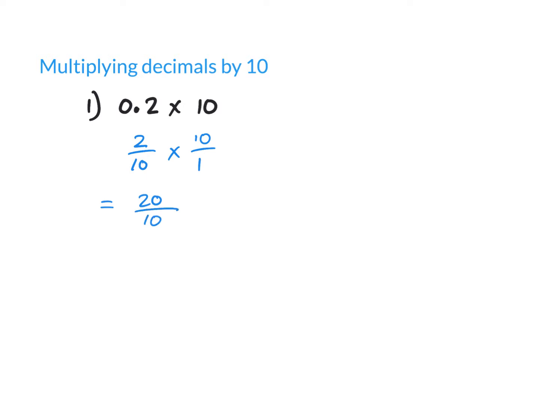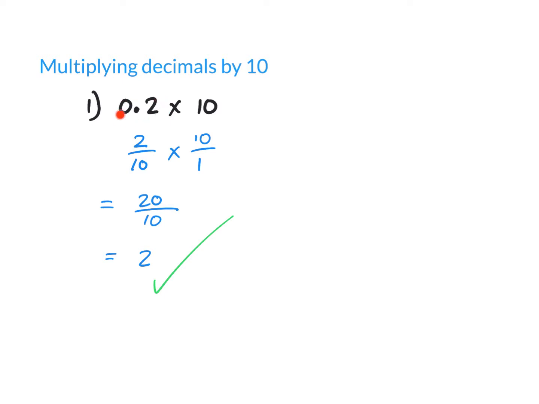And then we simplify this fraction over here by saying, how many times does 10 go into 20? Well, 10 goes into 20 twice. And that is in fact 0.2 multiplied by 10 is in fact 2.